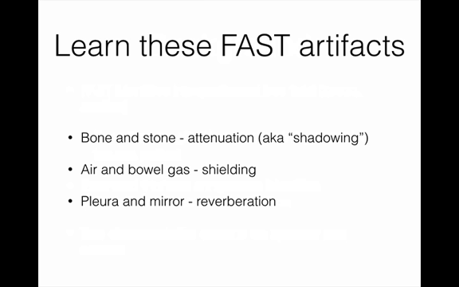The first is bone and stone shadowing or attenuation artifact. The second is air and bowel gas shadowing or shielding effect. And the third artifact is reverberation artifact, which has to do more with the thoracic components of the FAST.